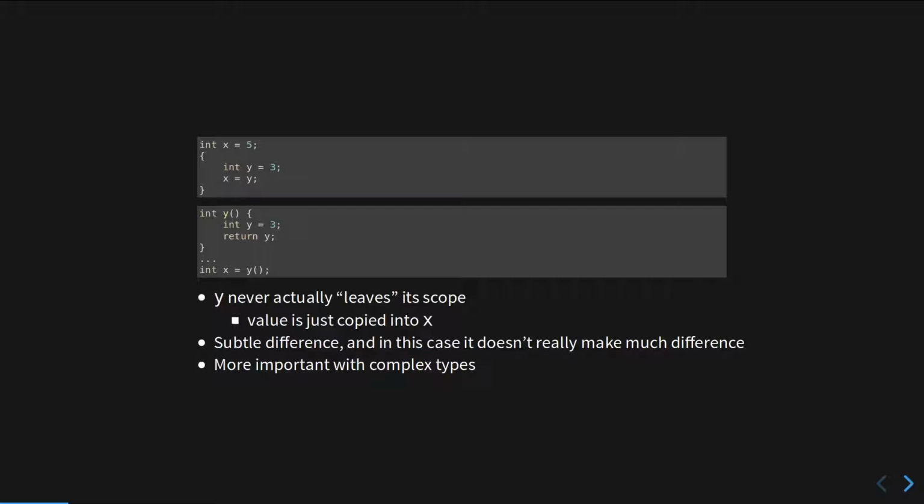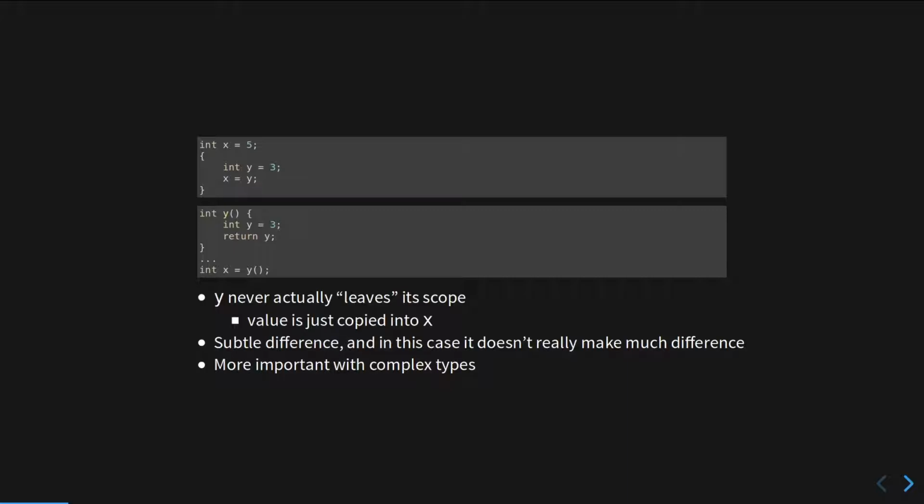At the top, we create a variable int x equals 5. In a new scope, we create a variable int y equals 3, and we set x equals y. At the bottom, we create a function y that creates a variable y equals 3 and returns y. And later on, we create a variable x, and we set that equal to the return value of y.